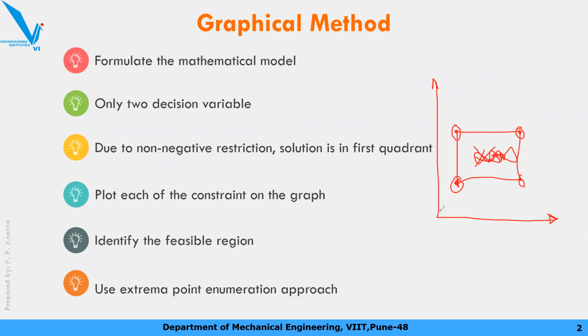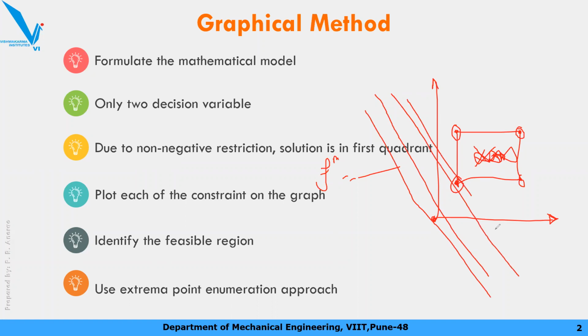Now how do we derive up to that point? For this, whatever objective function you are dealing with, you have to draw a line for it. It should pass through the origin, and then you move that objective function line within that region, within the feasible region.